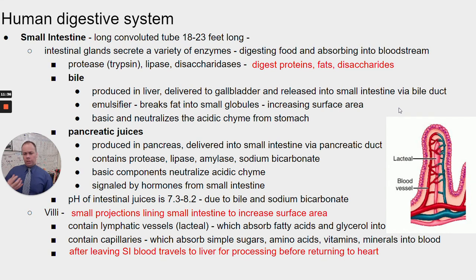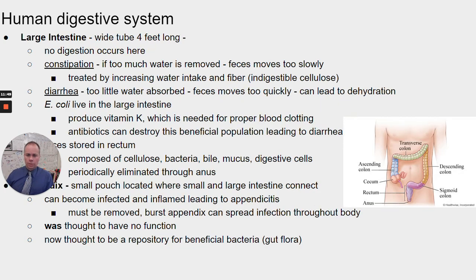And so those nutrients that are absorbed in the blood from the small intestine go to the liver first, and that helps to process some of those materials, detoxify certain materials, and then they can be distributed through the body.